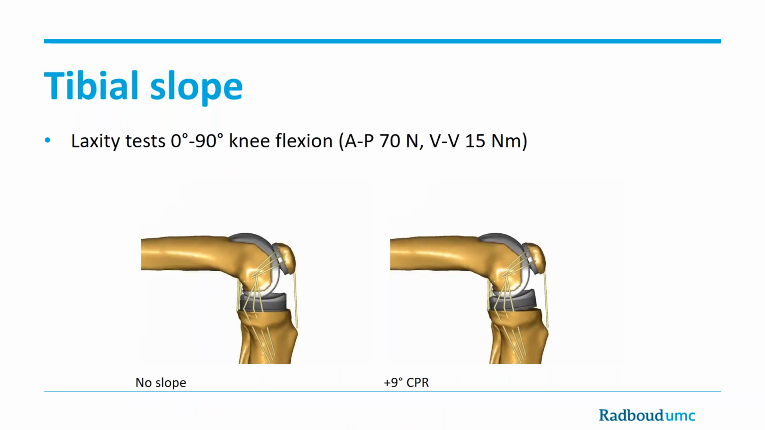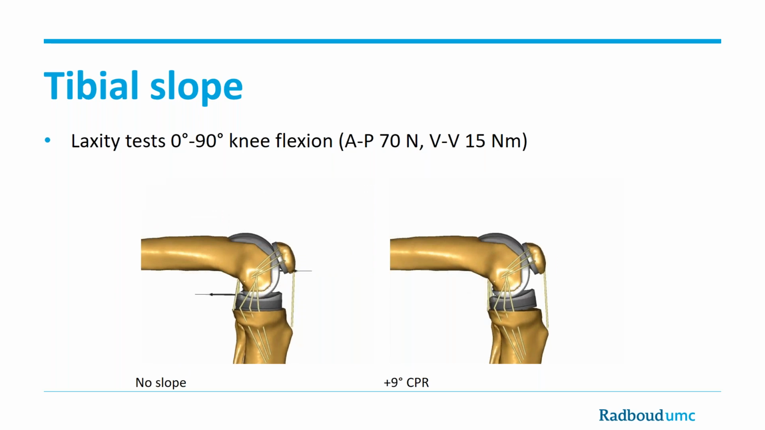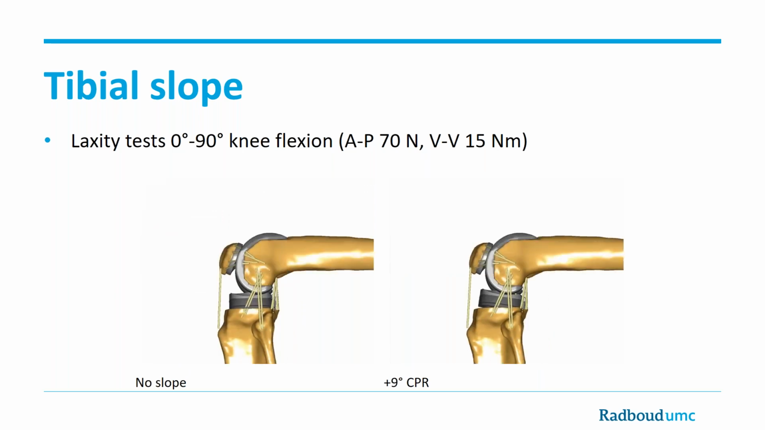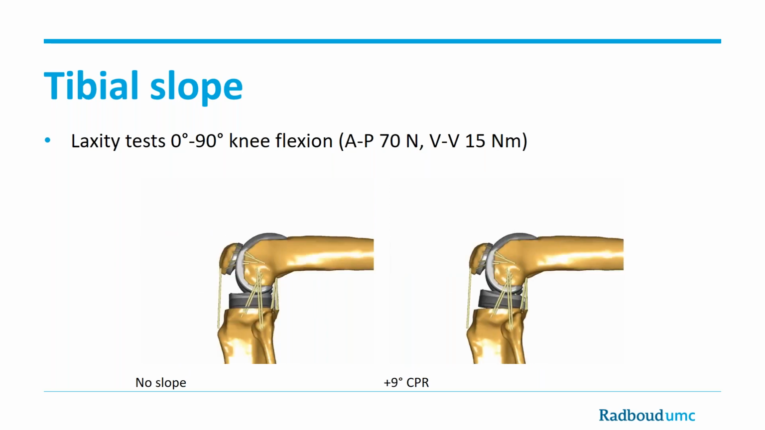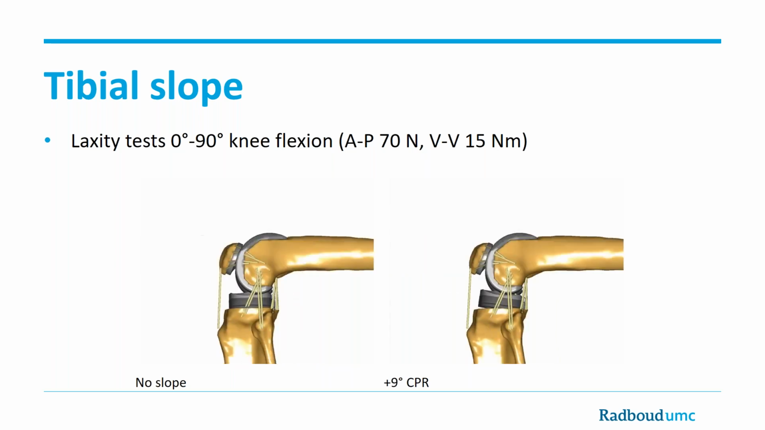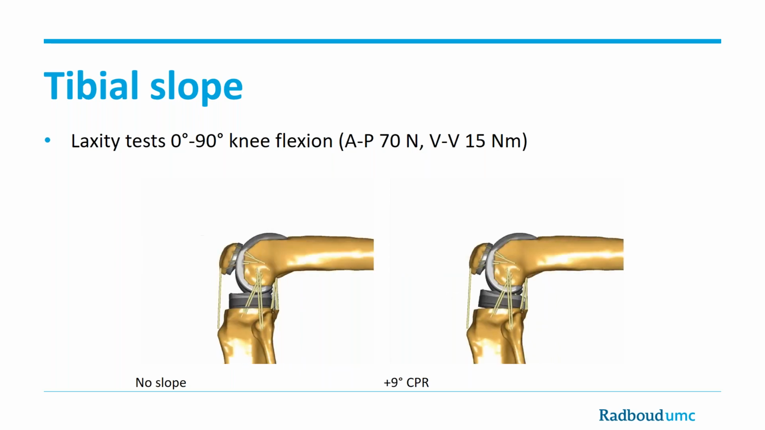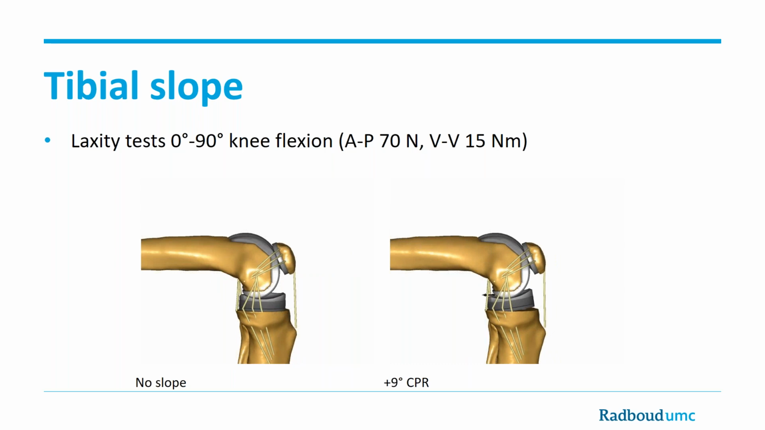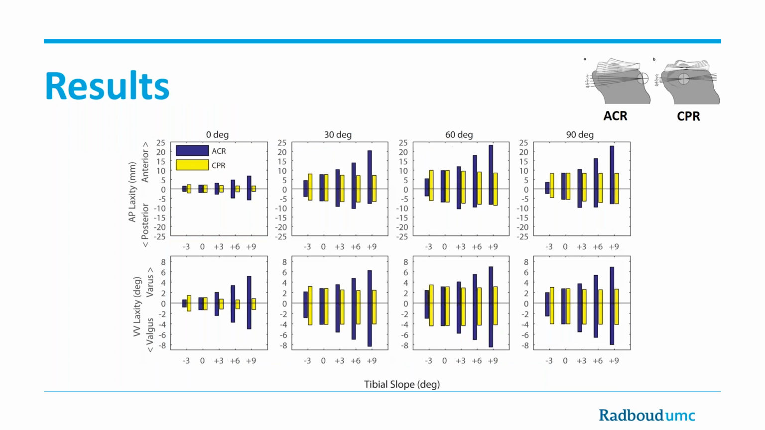First of all, we looked at the laxity behavior of the knee under different degrees of tibial slope. We performed simulated laxity tests as they would be performed during a clinical examination. We also looked at different degrees of flexion, so we performed this laxity test with multiple tibial slopes from 0 to 90 degrees of flexion. And these were the results. I'm going to explain this graph.